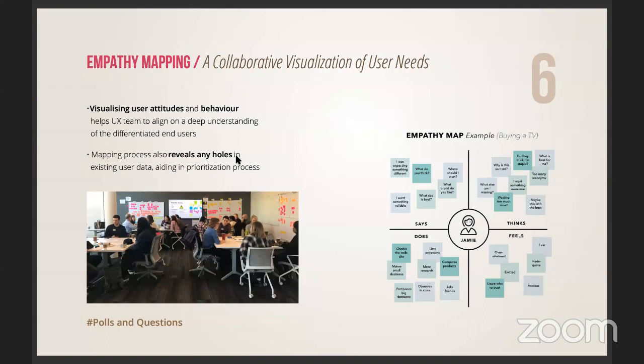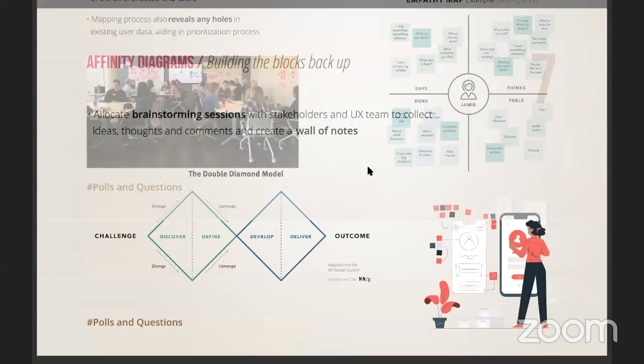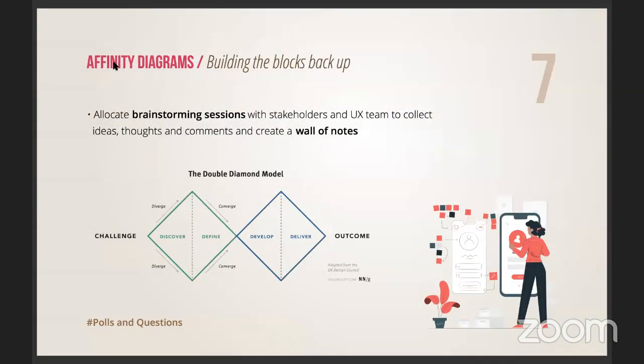This process reveals any holes in the existing user data and aids in prioritization through all of these different post-its. So you will need to have a lot of post-its for this as well, because you're going to put them all up on your wall, and you can always do that on a chart as well, or in your notebooks. I have books and books, and very big diaries filled up with all of the ideas that are collected during empathy mapping, as well as during the brainstorming, which is the affinity diagram phase of it.